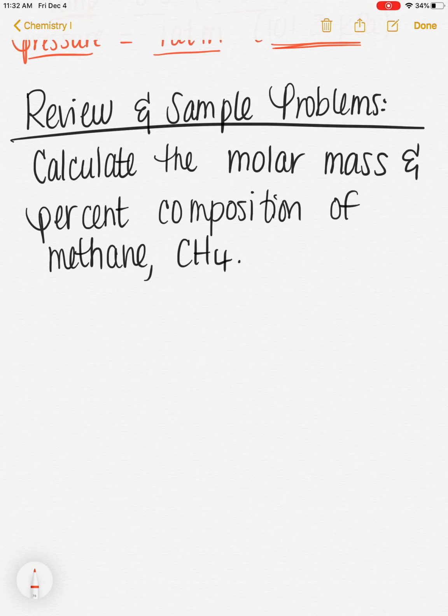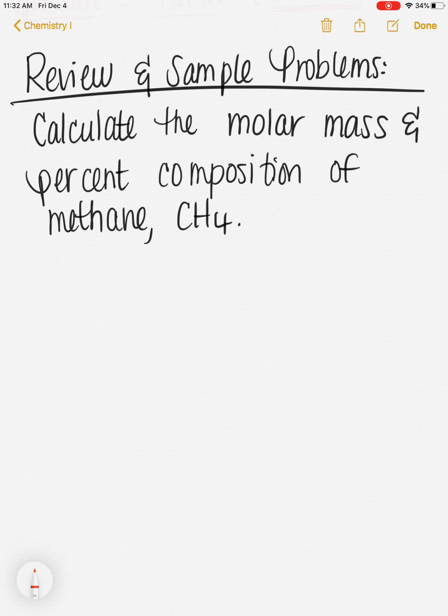Calculate the molar mass and percent composition of methane, which is CH4. So to find the molar mass, remember you must list out what elements you have. In methane, you have carbon and hydrogen. According to the formula for methane, there is 1 carbon and 4 hydrogens.